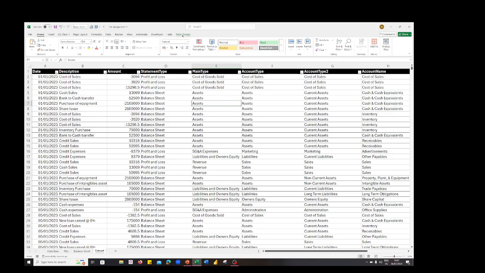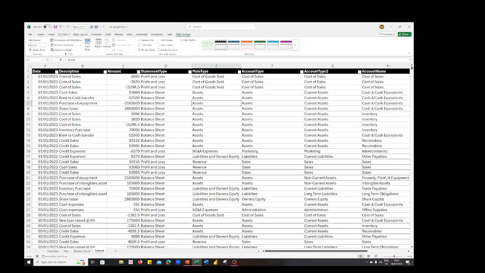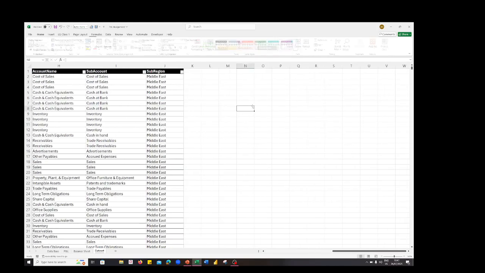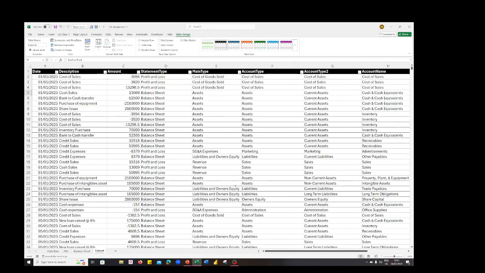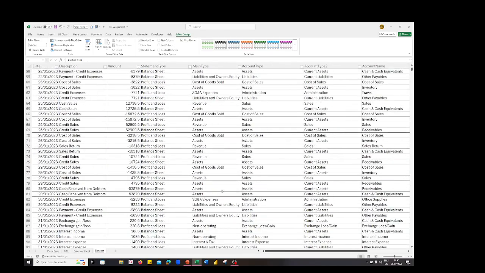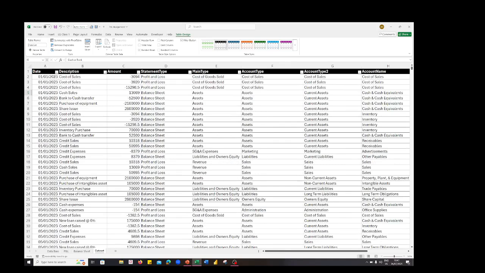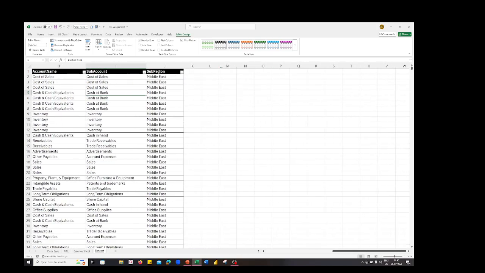Then we'll go to Table Design and give a name to your data set. This one has been named data set. If you click outside your data set, the table name will not be shown, but once you click in between it, you will see the table name easily. That way, anytime you add data or any figure to your table, it will automatically show.